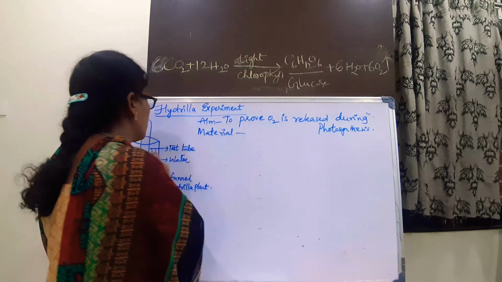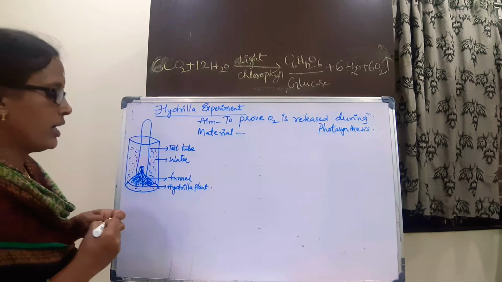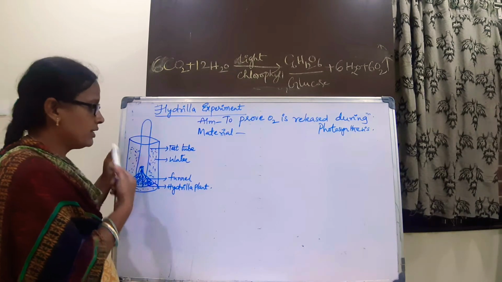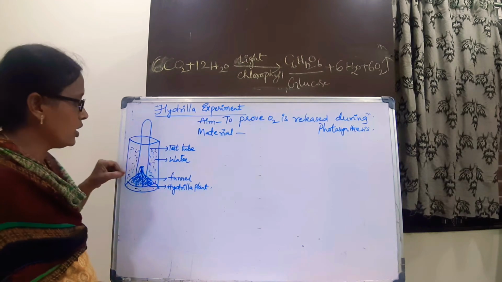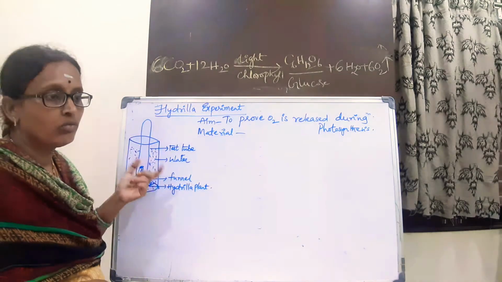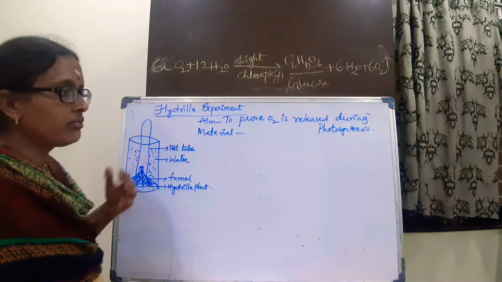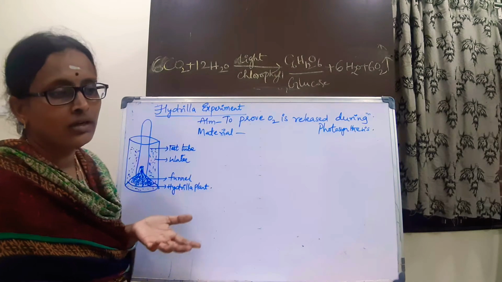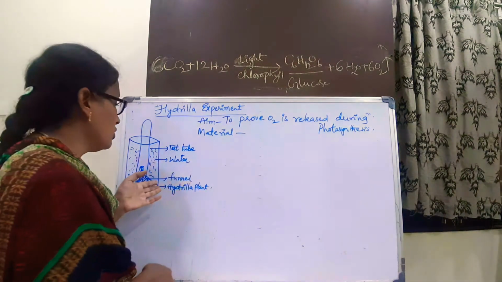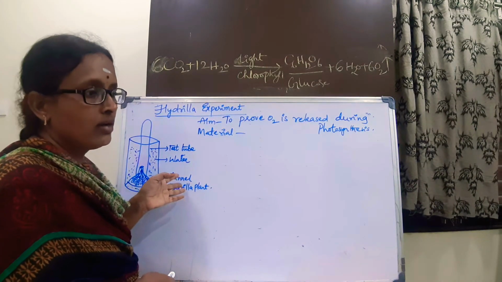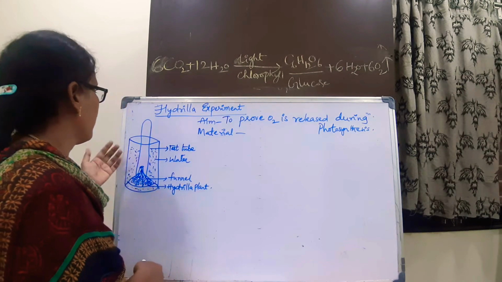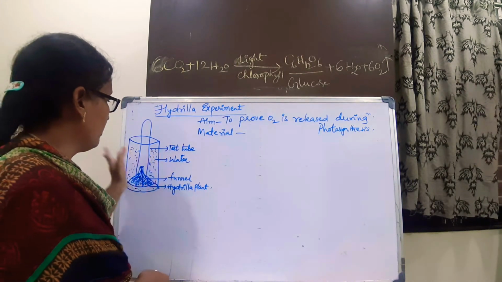What will we write? Materials. Take a beaker, test tube, funnel and water plant Hydrilla. Here we are taking Hydrilla plants or any other Elodea-like water plants, because you can't perform this with mesophytes, other normal plants. We can go only with hydrophyte plants because they can survive in the water. That is the reason. So these are the materials.